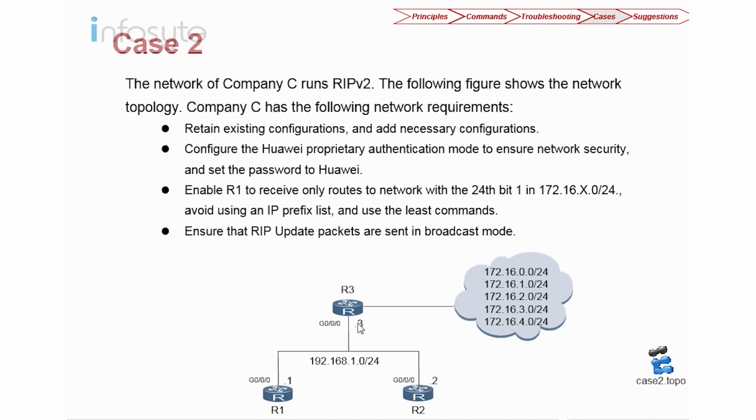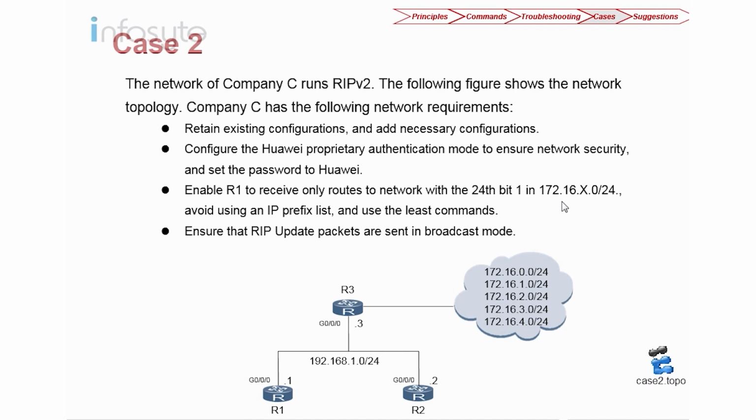R1, R2, and R3 are connected through a switch, and they are having the 192.168.1 network. So we have .1 here on R1, .2 on R2, .3 on R3, and R3 also has a 172.16 network attached to it. Second requirement is to configure authentication using Huawei authentication, and the password is Huawei.